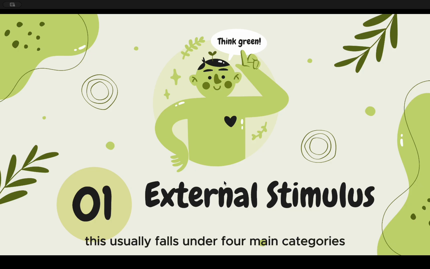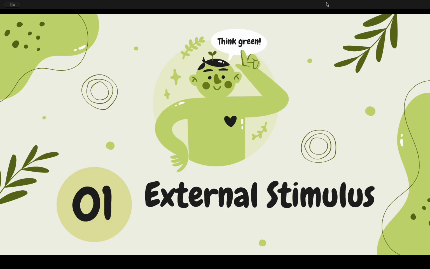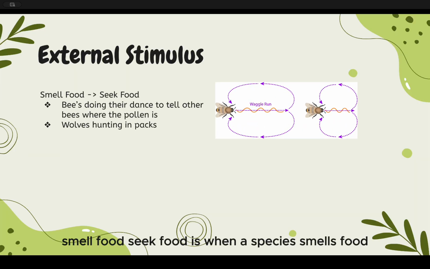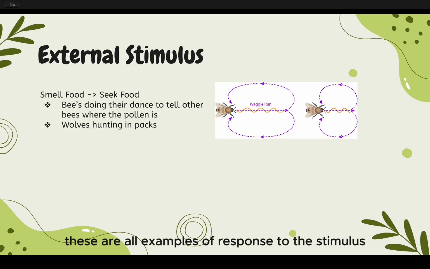In our environment, this usually falls under main categories: smell food, seek food, predator warnings, fight or flight, and protecting young. Smell food, seek food is when a species smells food and responds by seeking the food and finding a way to get the food. Some examples of this are wolves, which hunt in packs to find and hunt food, or when bees find pollen, so they fly back to their hive and do a little dance to tell the other bees where the pollen is, and that is the example on screen. These are all examples of responses to the stimulus of finding food.